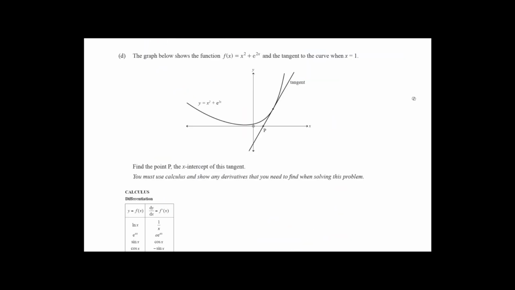This one looks really nasty. It's actually not really nasty. So we're given a sort of curve here, and it has this form here. y equals x squared plus e to the 2x. We're told that a tangent here at x equals 1 exists, but we're not told what the gradient of that tangent is, and we're not even asked the formula for that. We're asked the point P where it crosses the x-axis.